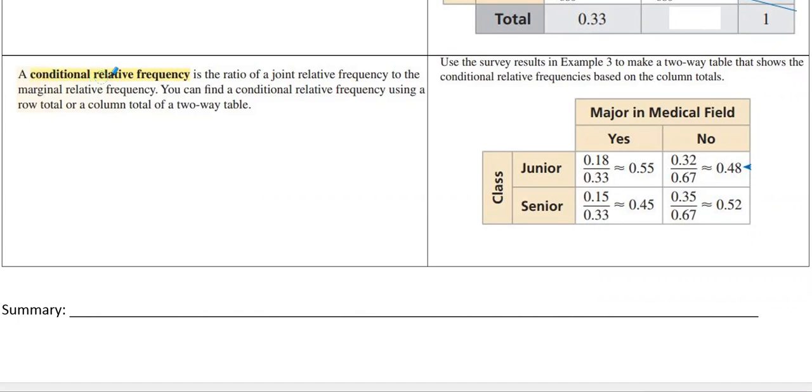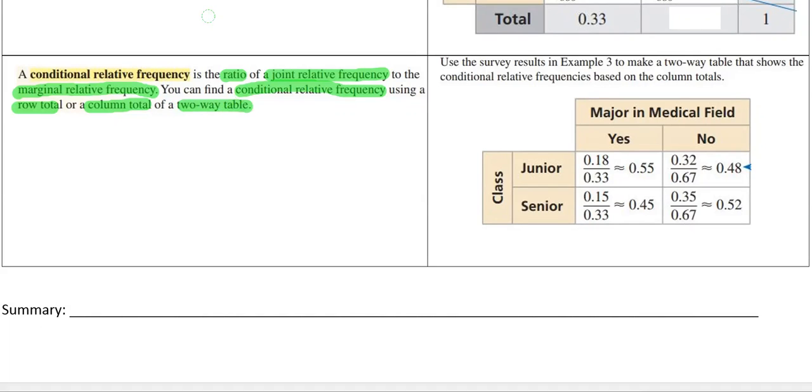A conditional relative frequency is the ratio of the joint relative frequency, that was the one that was in the box in the last example, to the marginal relative frequency. You can find the conditional relative frequency by using a row total or a column total of a two-way table.